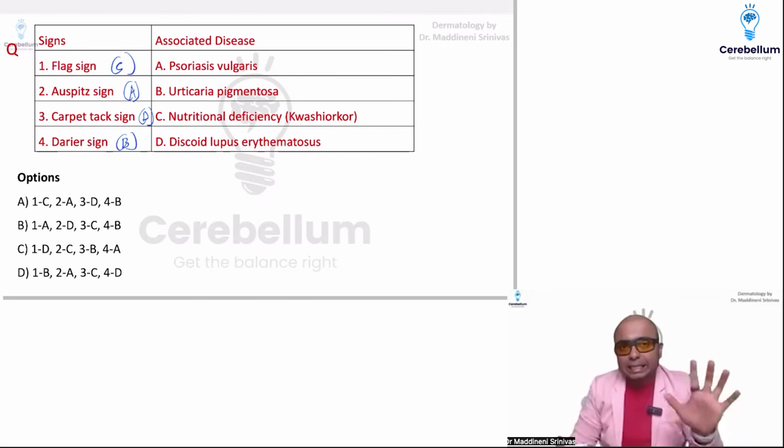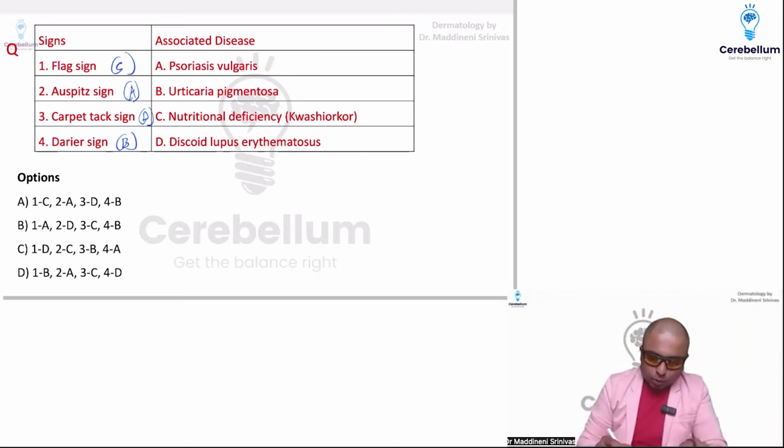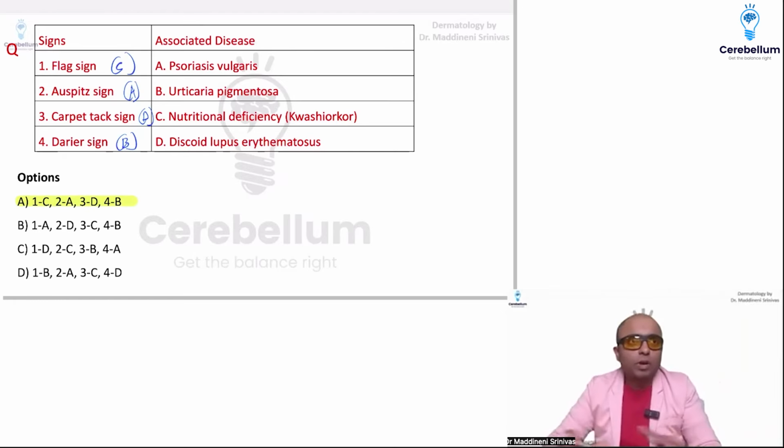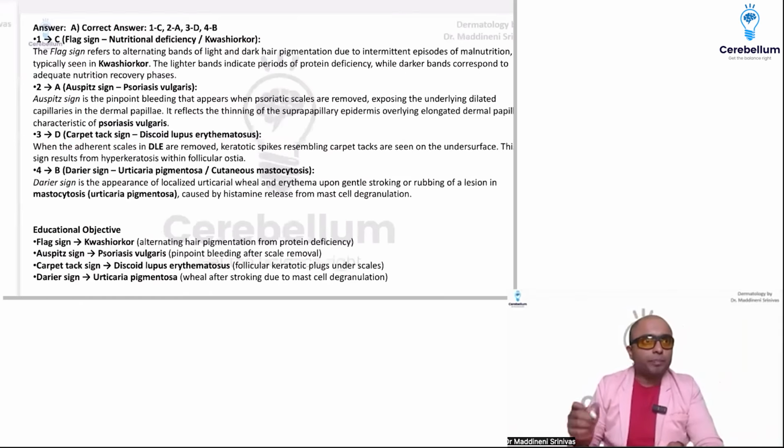If anything is different in the chat section, please type it down. I am watching the live also on YouTube, so I will get to know if there are any queries. So what will be the answer here? CADB. So it will be option A. If you have any queries, you can post them in the comment section. Right. Thank you so much.